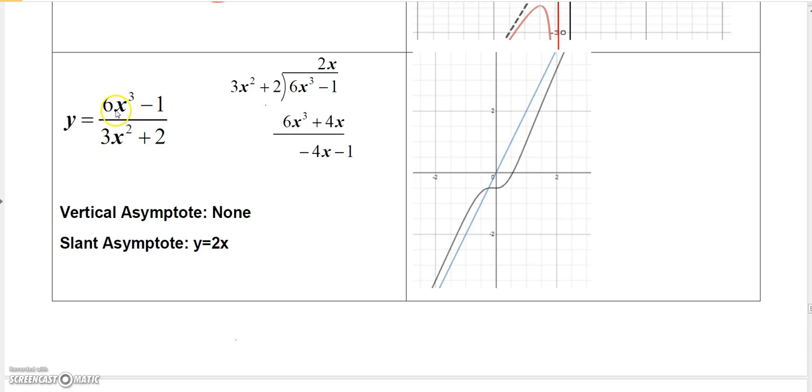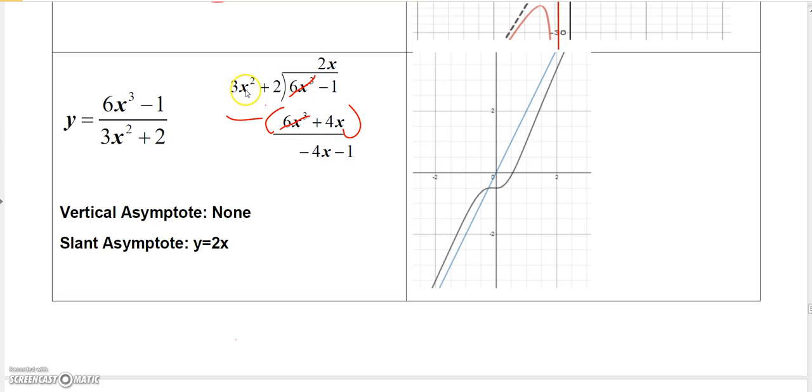All right, now this one, I'm going to do the same thing. I'm going to divide 3x squared plus 2 into 6x cubed minus 1. So I say, what times 3x squared gives me 6x cubed? That'd be 2x. Then I multiply back. 2x times 3x squared is 6x cubed. And then 2x times 2 gives me 4x. And then remember, I subtract this. And so when I subtract, the 6x cubed cancels with minus 6x cubed, and I get minus 4x, and then bring down the 1, I get minus 1.